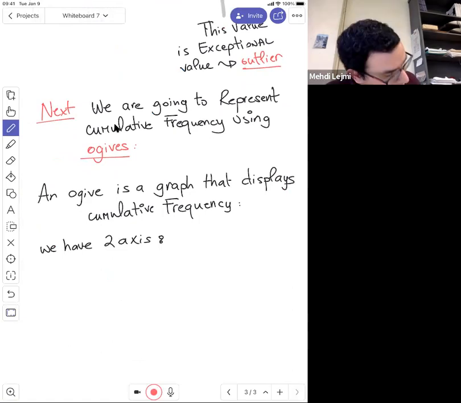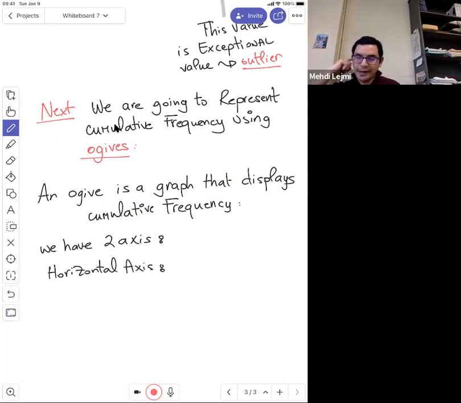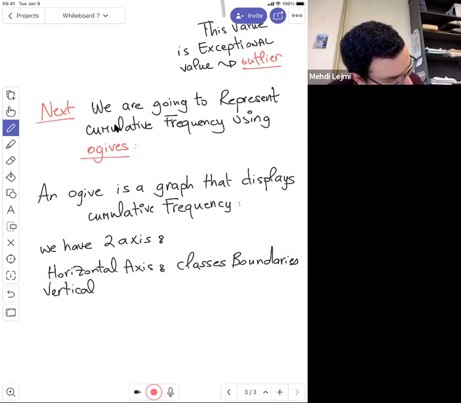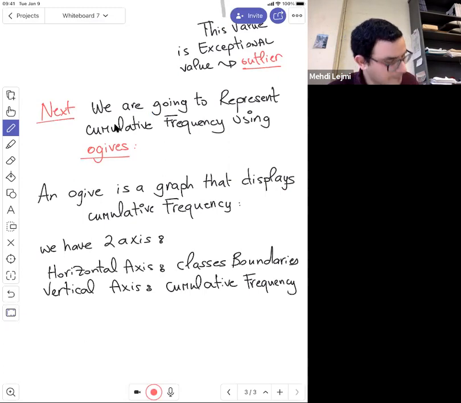On the horizontal axis, we're going to have again our class boundaries. And on the vertical axis, we're going to have our cumulative frequency. Okay.